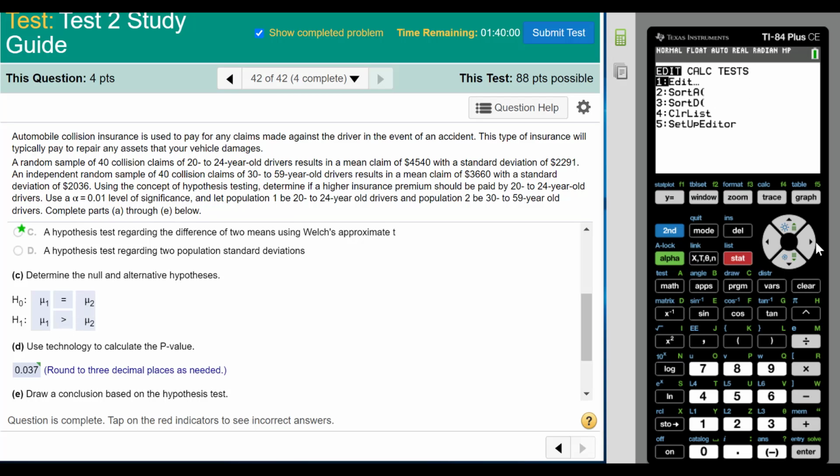Now, how do you run the calculator here? Stat, tests, 2-sample t-test. Not data, I have summary statistics here. I don't have the actual data set. And x1 bar is 4540. It looks like the insurance is paying more here. S1 is 2291, and n1 is 40. And x2 bar is 3660. S2 is 2036. N2 is again 40, I believe. Yeah.